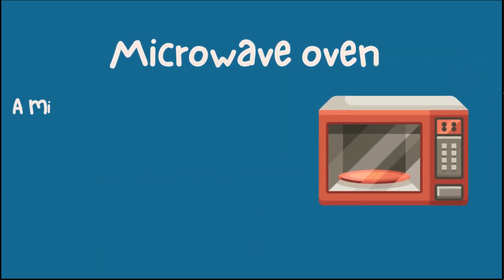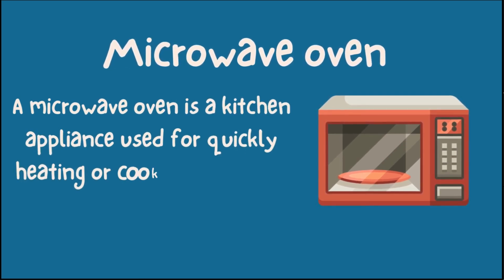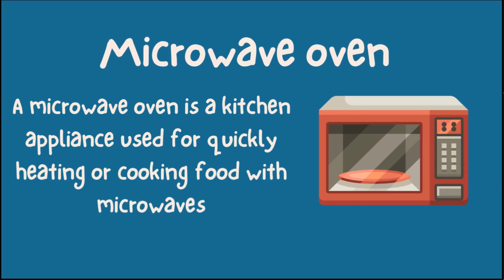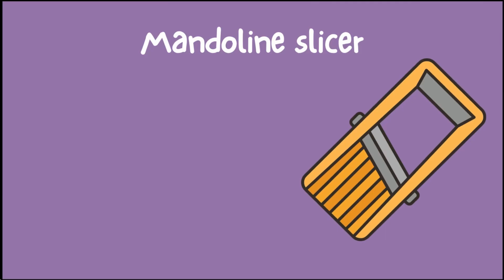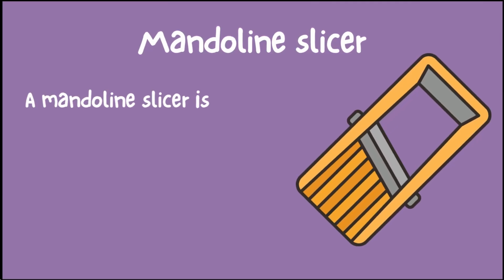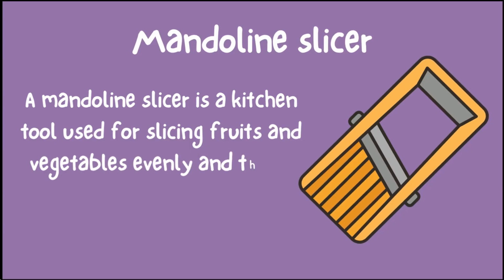Microwave oven. A microwave oven is a kitchen appliance used for quickly heating or cooking food with microwaves. Mandolin slicer. A mandolin slicer is a kitchen tool used for slicing fruits and vegetables evenly and thinly.